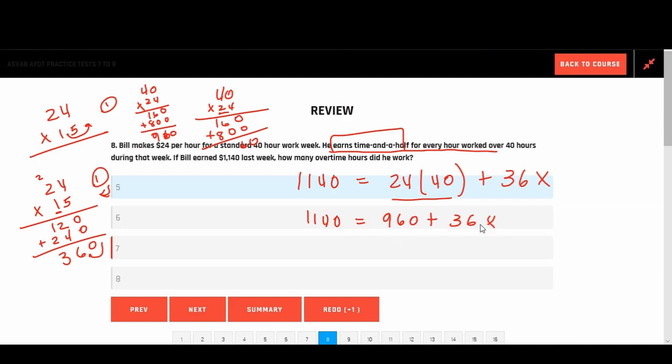Let's go ahead and keep trying to solve for x. So we're going to subtract 960 from both sides. This crosses out. We're left with 1140 minus 960. Okay, I can't do 0 minus 6. I have to borrow. This becomes a 3. This becomes 10. 10 minus 6 is 4. 3 minus 9 I can't do. I have to borrow. This becomes a 0. This becomes 13. I know this is going to be 9, 10, 11, 12, 13, 4.